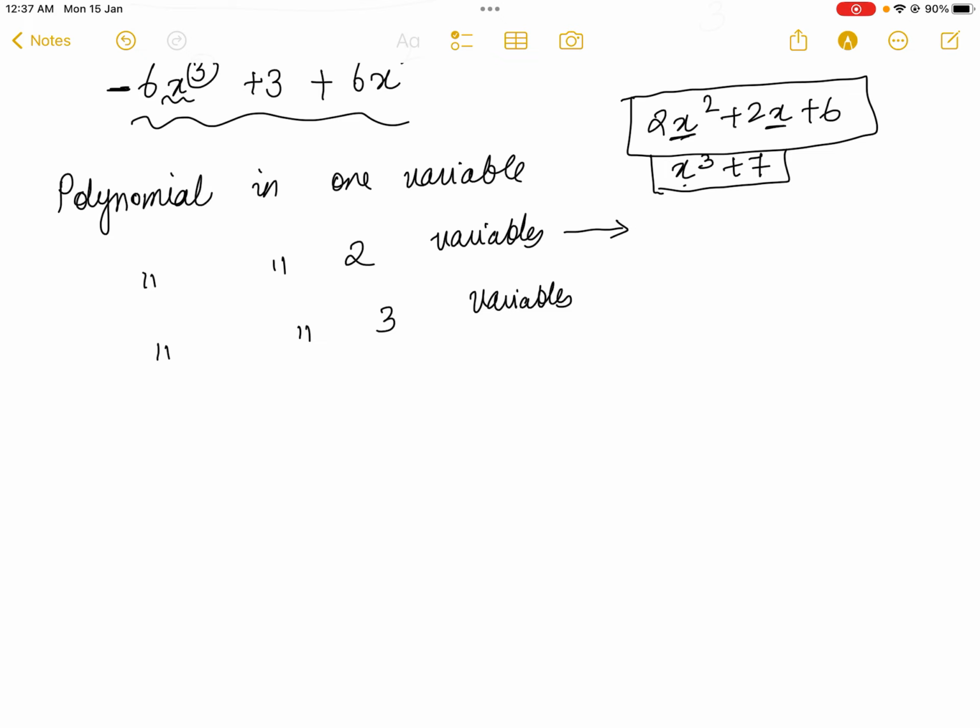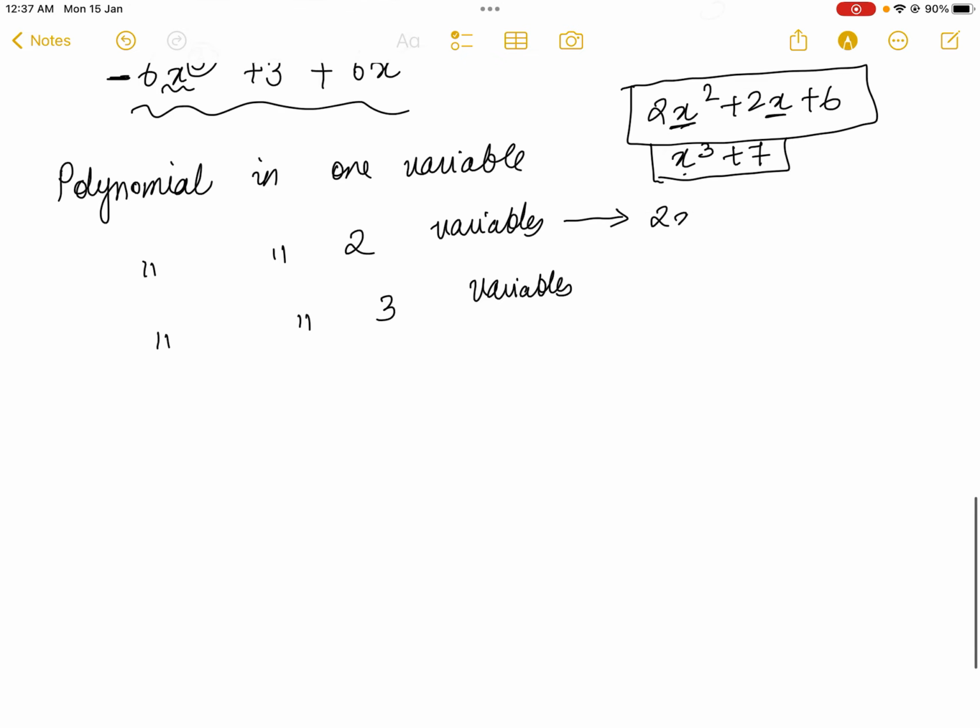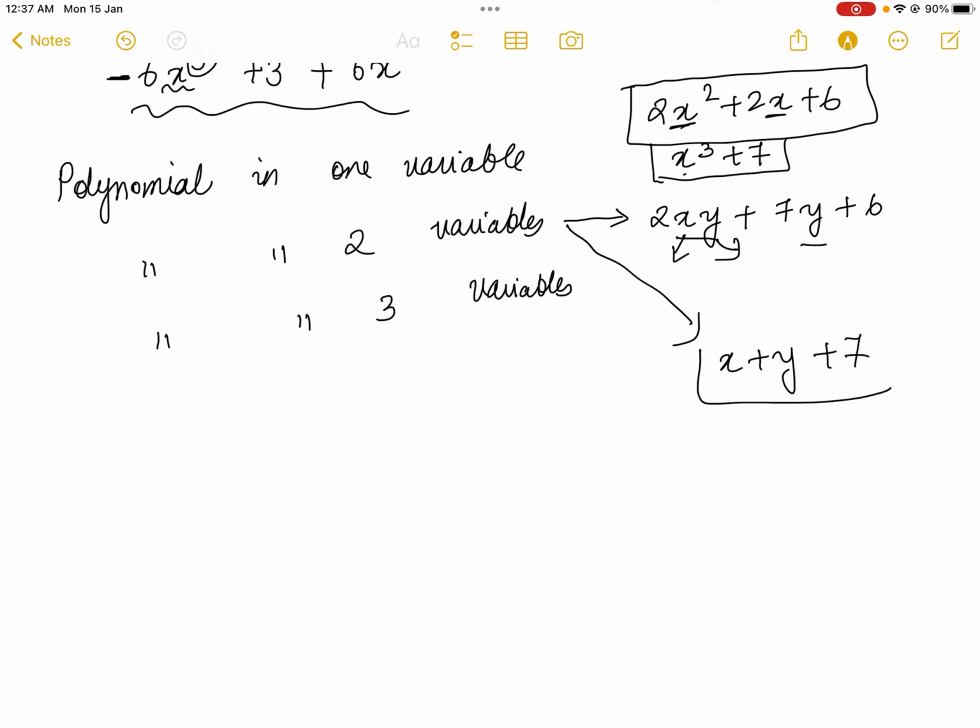A polynomial with two variables is an expression that could be something like this: xy plus 7y plus 6. How many variables do you see? You see x and y here. X is a variable, y is also a variable. So this is basically a polynomial with two variables. Clear? Another example: suppose you come across x plus y plus 7. This is again a polynomial with how many variables? X is a variable, and y is another variable. So this is again a polynomial with two variables.